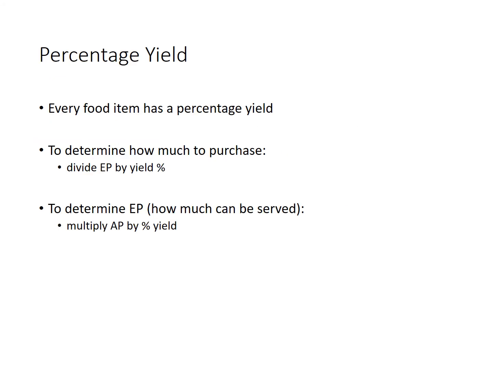If we look at the percentage yield, every food item has a percentage yield. To determine how much to purchase, we divide the edible portion by the yield percentage. To determine the edible portion, how much can be served, we multiply the as purchased by the percentage yield. And again, if we want to determine how much to purchase, we divide the edible portion by the percentage yield.